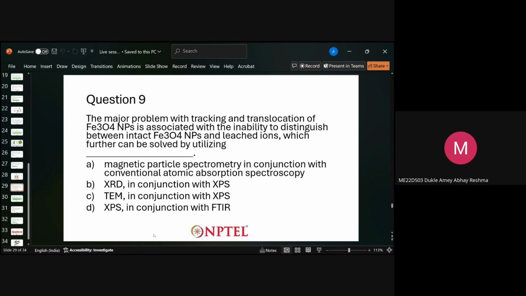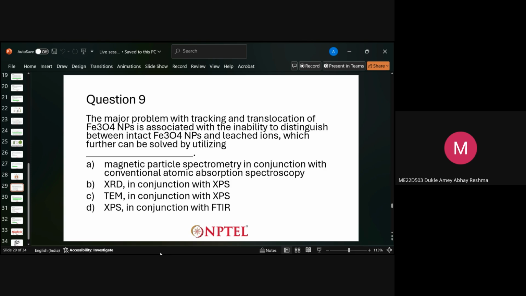Magnetic particle spectrometry is used for the spectrometry of magnetic particles. From that you can find out the magnetic particle content. And atomic absorption spectrometry compares the sample with a control sample and gives out what atoms have been absorbed. So basically you will have a blank, and then you will have your sample, and then you compare it and you get the reading.